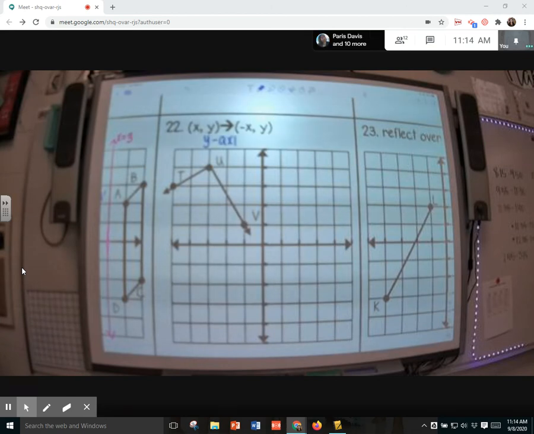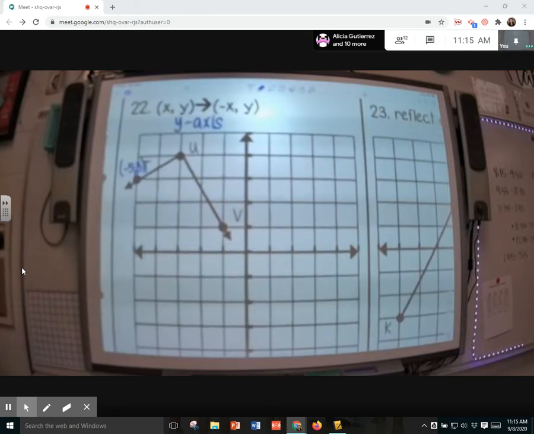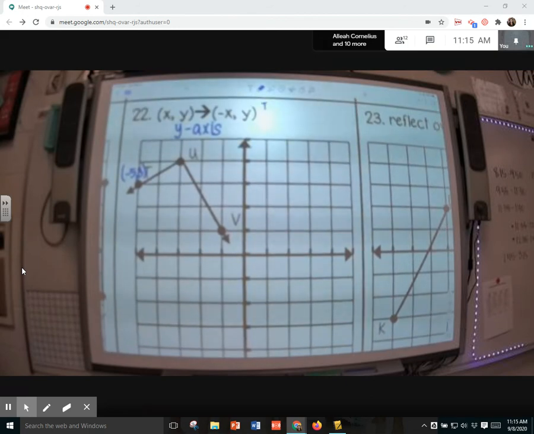So I'm going to start with T. T starts at negative 5, 3. So to get T prime, all I'm going to do is change the sign of the x and leave the y alone. So what's my T prime's coordinates? Positive 5, positive 3.